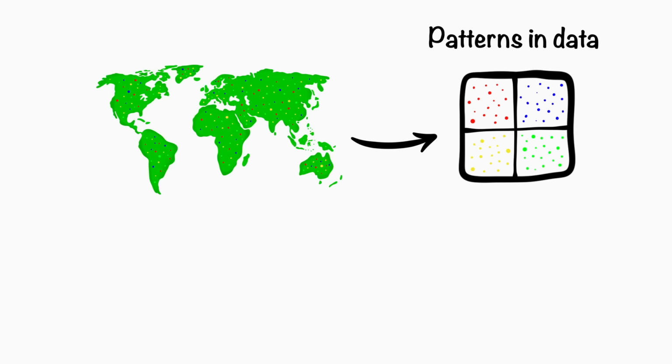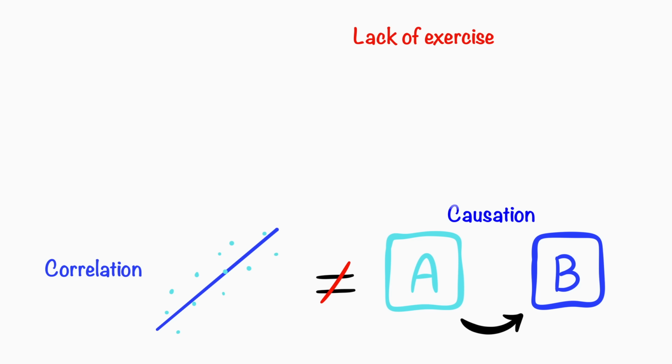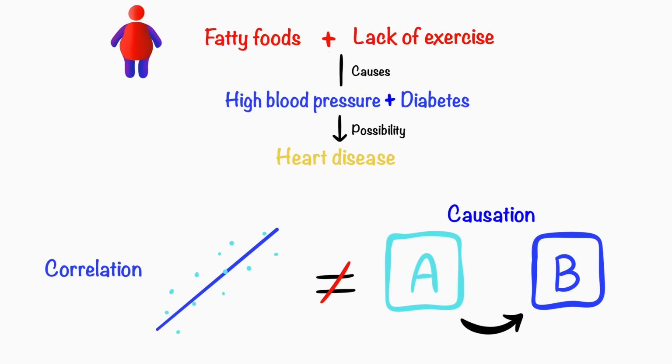Scientists find risk factors by looking for patterns in data, but it's important to understand the difference between correlation and causation. Just because two things happen together doesn't mean one causes the other. For example, not exercising and eating lots of fatty foods are linked to heart disease, but these behaviors don't directly damage your heart. They cause high blood pressure and cholesterol, which then damage your arteries.